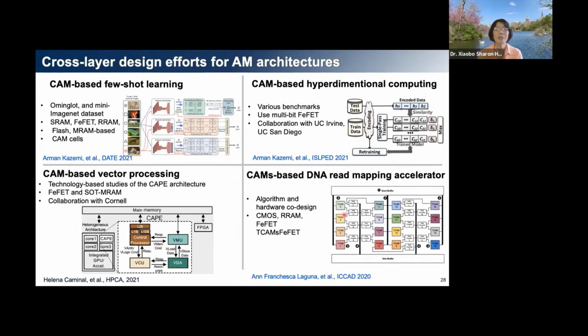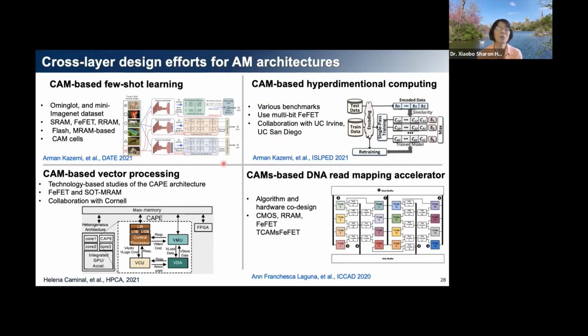Some other work I mentioned, like bioinformatics, does a lot of matching. So there, the CAMs can also be very useful. And our recent work has shown a CAM-based DNA read mapping accelerator. And all of these different works can use different types of technologies, different types of CAMs, and different types of distance functions. That makes it really interesting to explore the design space.